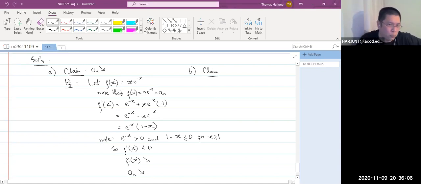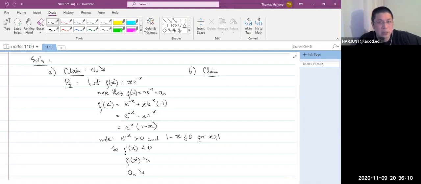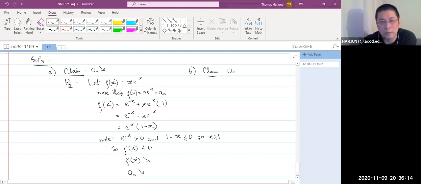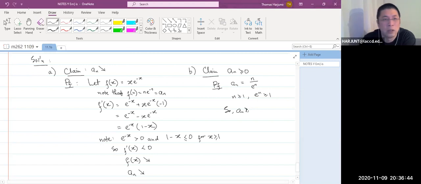Second, since it is decreasing, we actually don't need to prove that it is bounded above. All we need to show is that the function is bounded below. I want to say that it's bounded below by 0. It's positive after all. Why? Proof. A sub n equals n over e to the n, where n is at least 1 and e to the n is at least 1. So A sub n is strictly positive. All you need to show is that it's strictly positive. So A sub n is bounded below.